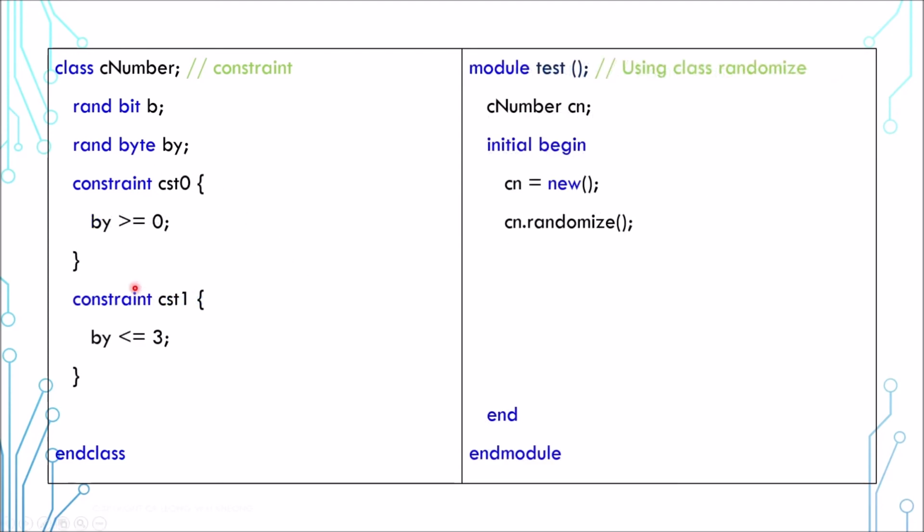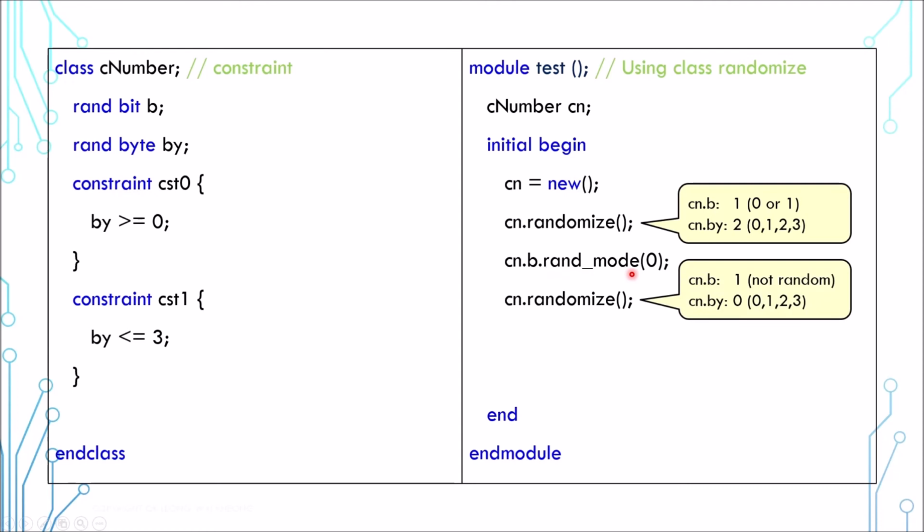This is a class with multiple constraints, CST0 and CST1. Similarly, the constraint solver will combine all rules. If you call randomize, this would be the possible values. Actually, you can stop a rand variable from being randomized. You do so by calling the rand_mode function of the rand variable. This code here turns off randomization for the bit. If you call randomize now, the bit will no longer be randomized, it retains its old value.